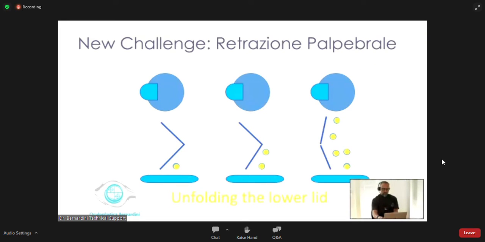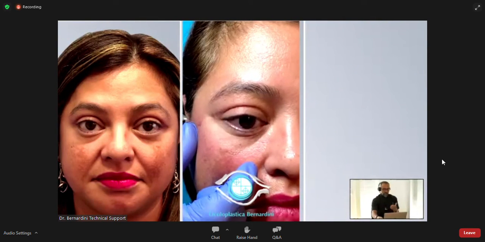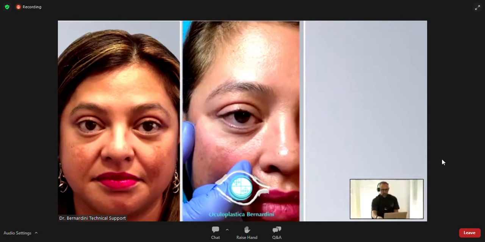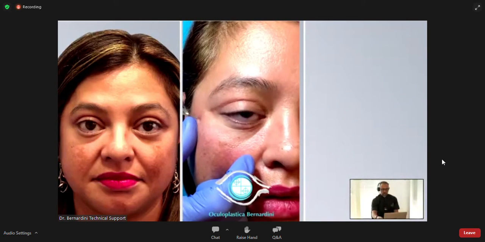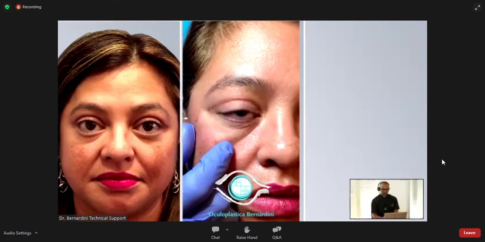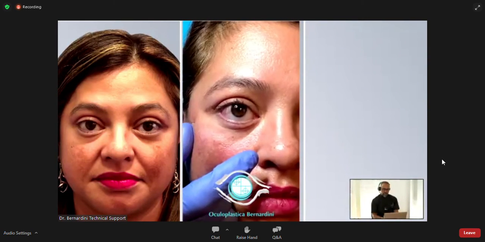Sorry again for this Italian wording here, but we try to unfold the lower lid all the way across to correct the eyelid retraction, as in this patient. And you see, this is way off label, as we are above the orbital rim injection. We are very superficial, almost at the pre-tarsal orbicularis.